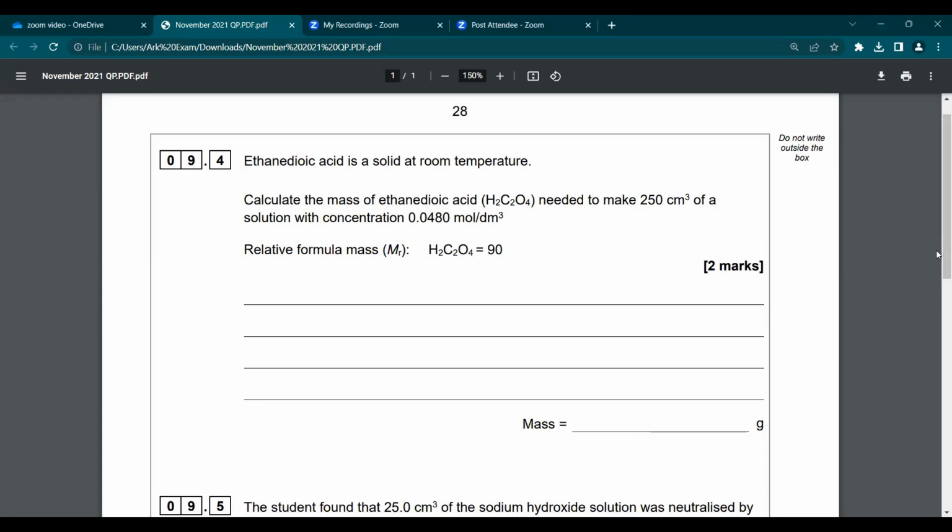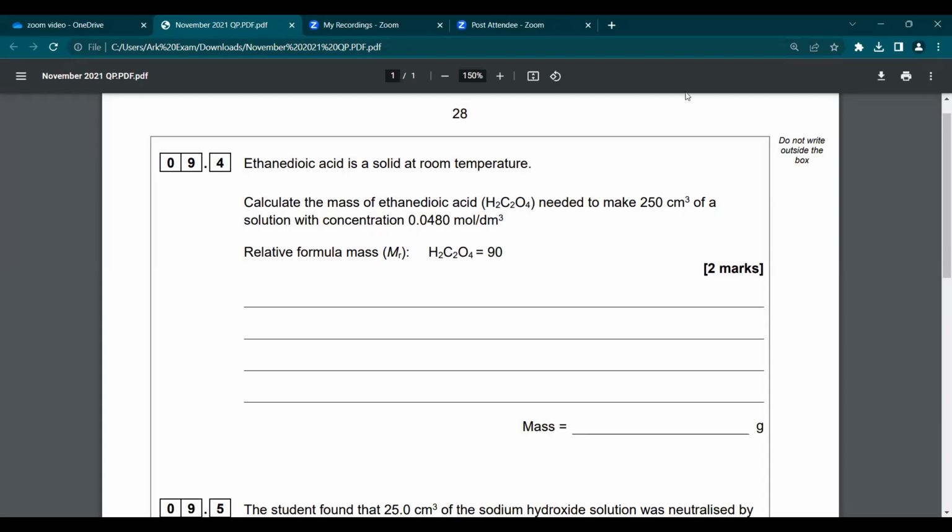So first, I'm going to start off with writing down the formulae that we're going to need. The main two that we're going to need in this. The first one is mass is Mr times mole. And the second one is moles, so I'm going to write that as n, is concentration times V, or c times V. So let's get started with this question.